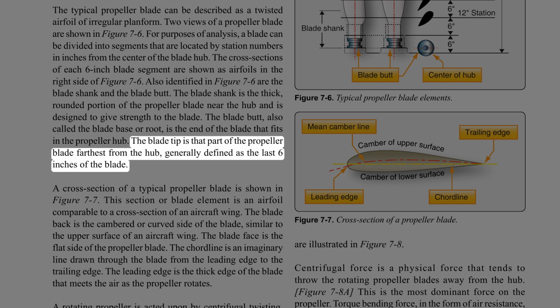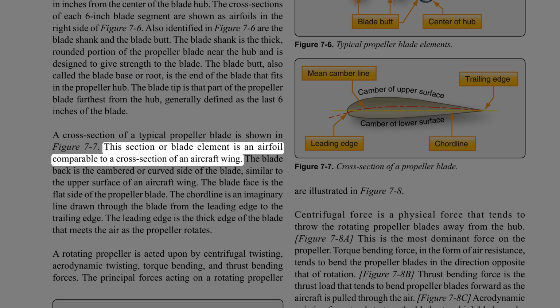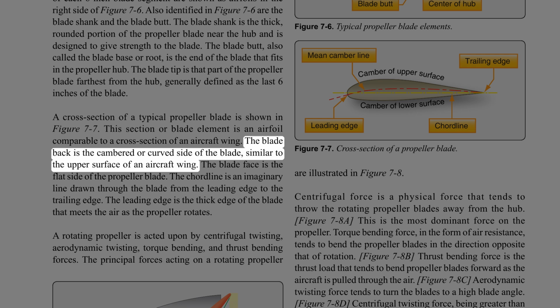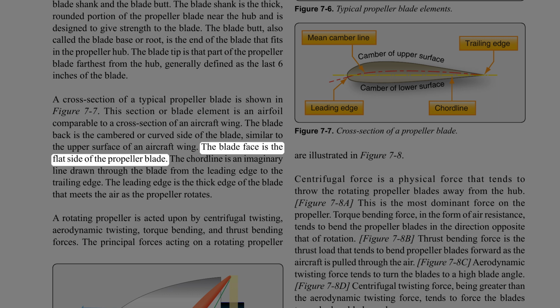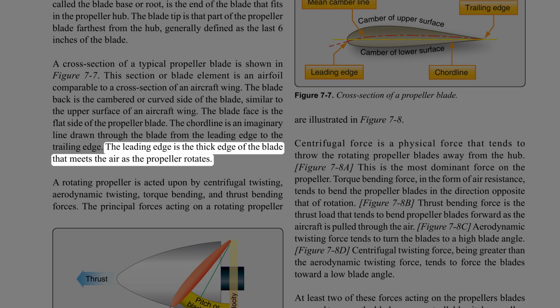The blade tip is that part of the propeller blade farthest from the hub, generally defined as the last 6 inches of the blade. A cross-section of a typical propeller blade is shown in Figure 7-7. This section or blade element is an airfoil comparable to a cross-section of an aircraft wing. The blade back is the cambered or curved side of the blade, similar to the upper surface of an aircraft wing. The blade face is the flat side of the propeller blade. The chord line is an imaginary line drawn through the blade from the leading edge to the trailing edge. The leading edge is the thick edge of the blade that meets the air as the propeller rotates.